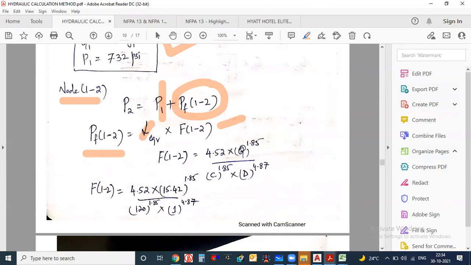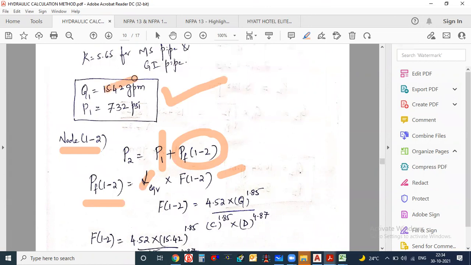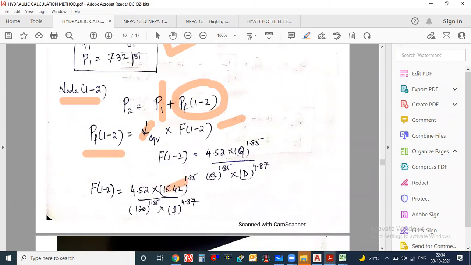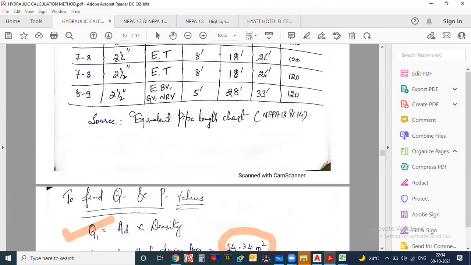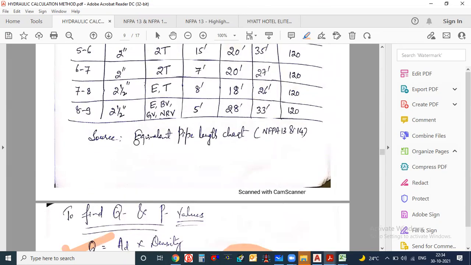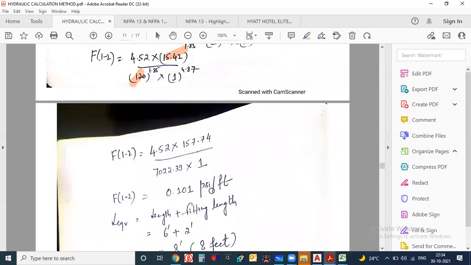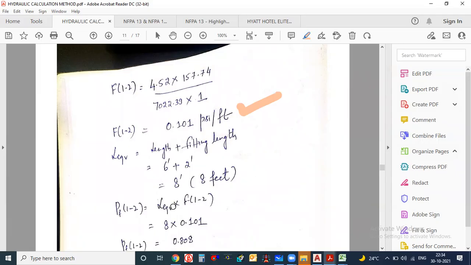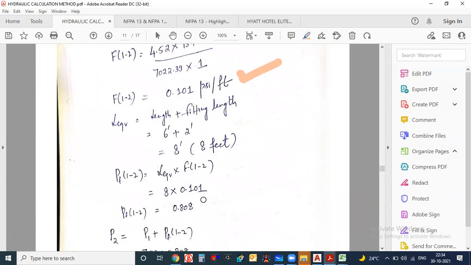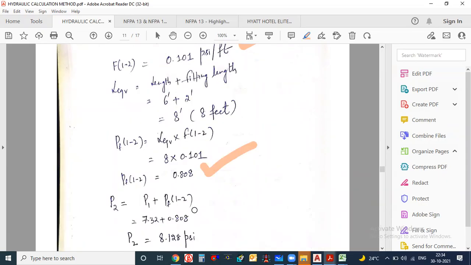Only thing which we have to calculate is the Hazen-Williams formula. And this is the formula, 4.52 into Q divided by C into diameter. Q, we have to take the Q1 value, 15.42. C is always 120. And diameter, we already found out, 1 inch. If you multiply each and everything, you will get this value, 0.101. Remember the SI unit, psi per feet. Then add the length of equivalent. Then multiply length equivalent with this Hazen-Williams formula. You will get psi value, 0.801.